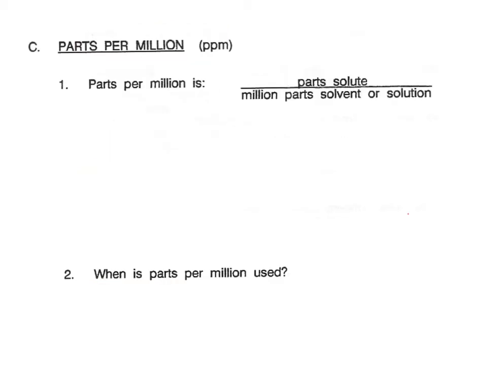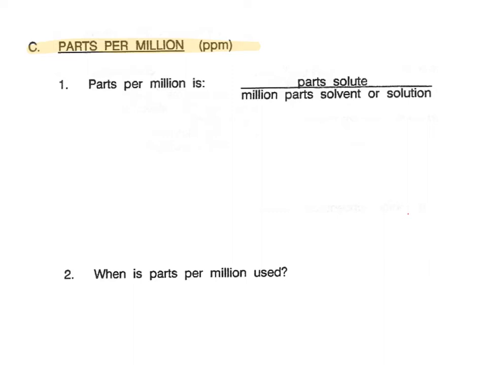So the three major types that we're going to talk about are parts per million, also known as ppm, molality, which is very easily confused with molarity, and normality, another one that sounds a lot like molarity and is very closely related to it. Let's look at parts per million first, usually abbreviated ppm.